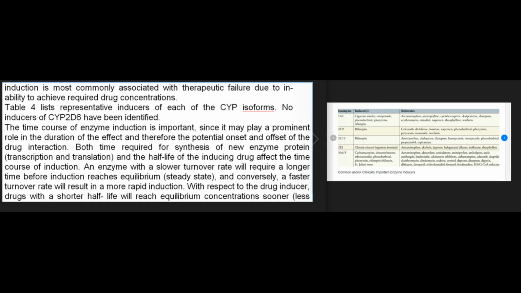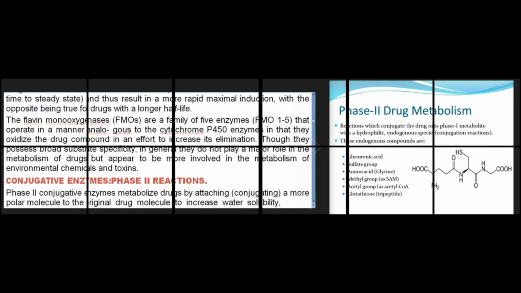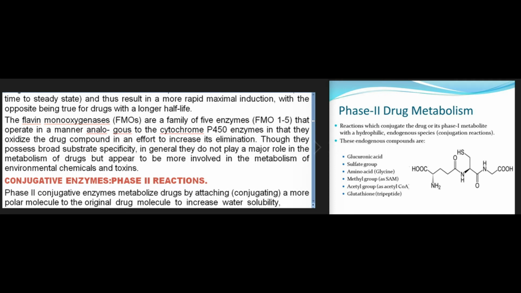With respect to the drug inducer, drugs with a shorter half-life will reach equilibrium concentration sooner, less time to steady state, and thus result in a more rapid maximal induction, with the opposite being true for drugs with a longer half-life. The flavin monooxygenases, FMOs, are a family of 5 enzymes, FMO1 to 5, that operate in a manner analogous to the cytochrome P450 enzymes in that they oxidize the drug compound in an effort to increase its elimination. Though they possess broad substrate specificity, in general they do not play a major role in the metabolism of drugs but appear to be more involved in the metabolism of environmental chemicals and toxins.